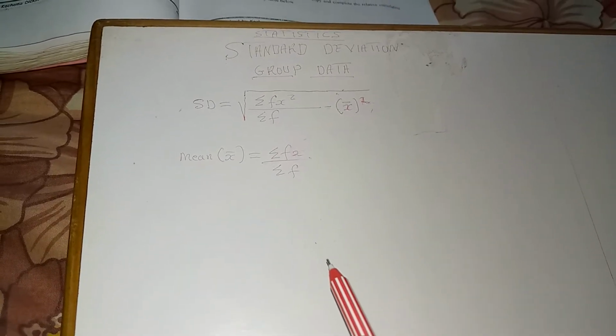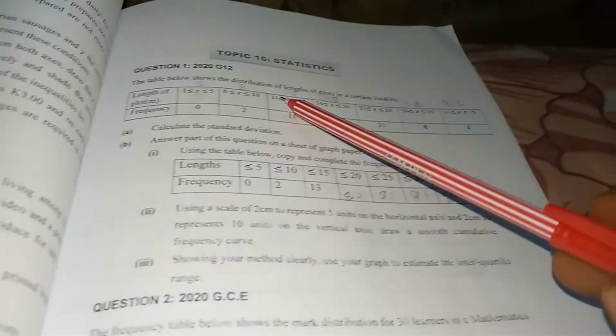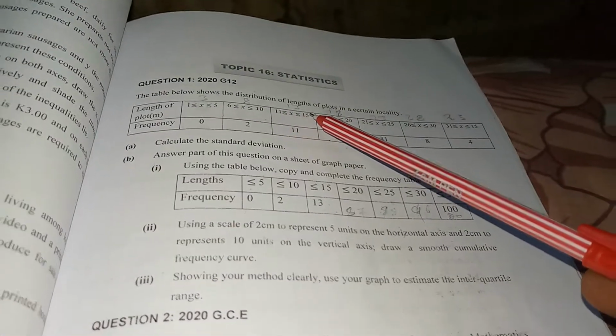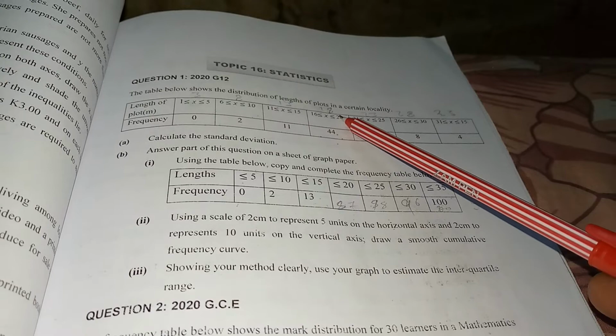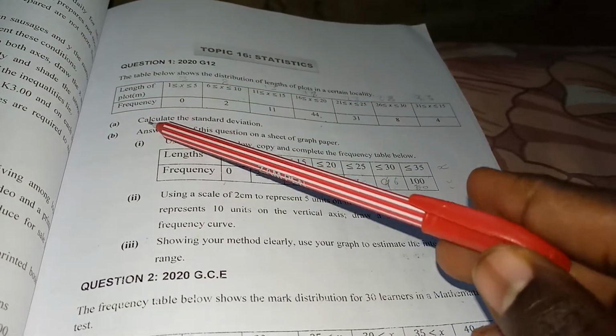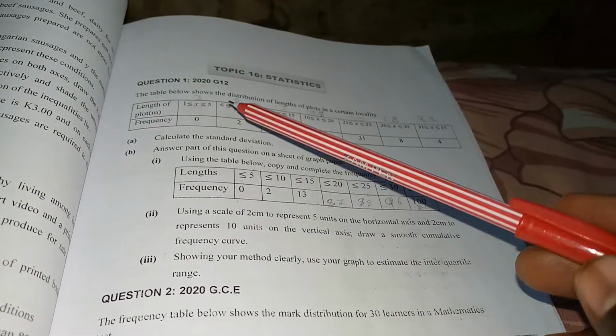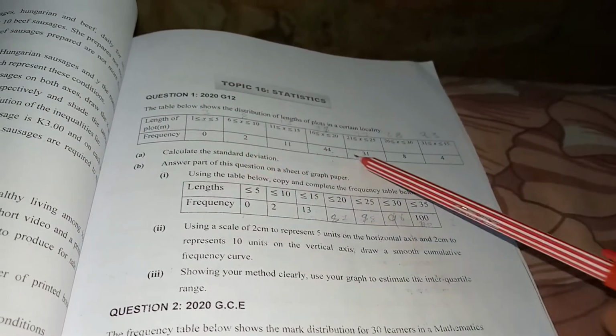I will use an example from 2020 grade 12, which is internal. This is the question that we answer. They are saying the table below shows the distribution of lengths of plots in a certain locality. Then they give the length of plot in meters, given as ranges like that, and then we have the frequency given like that.